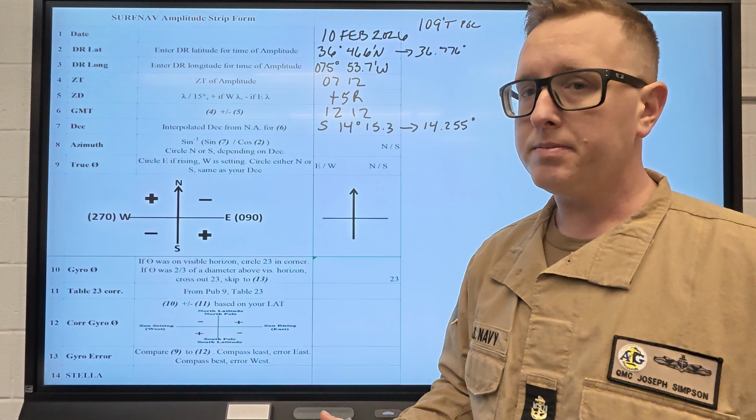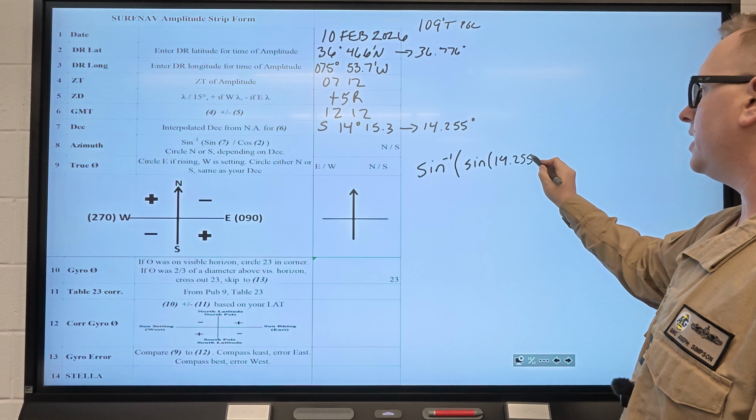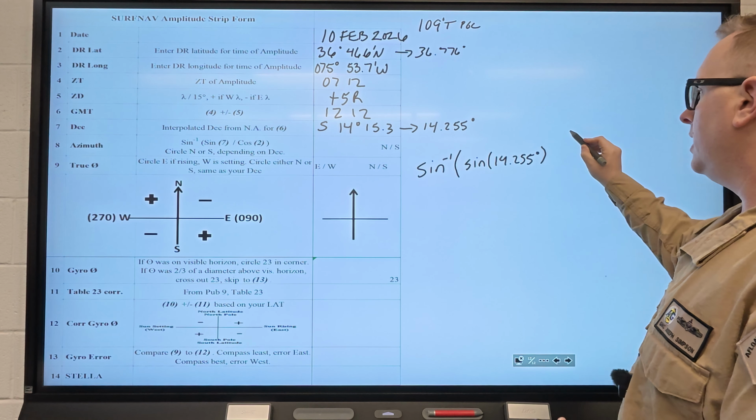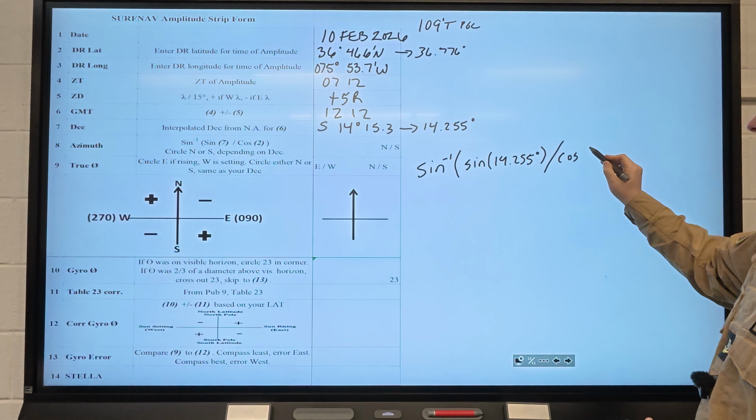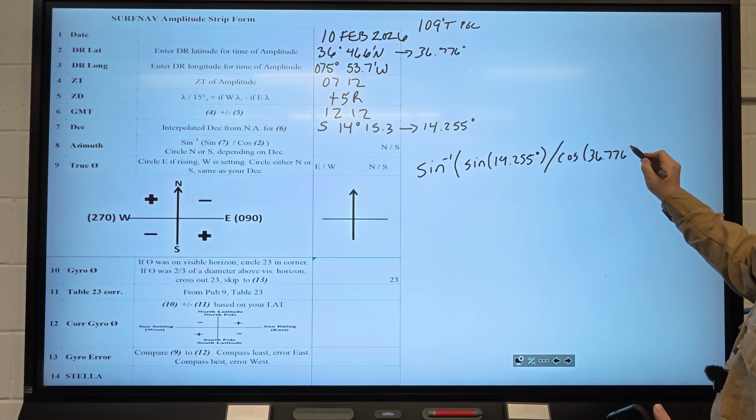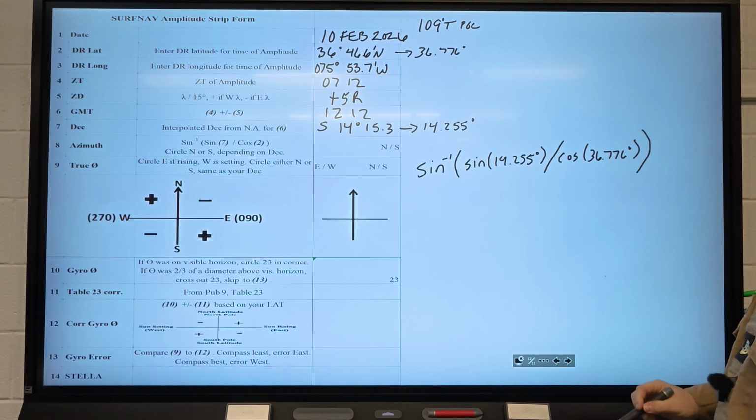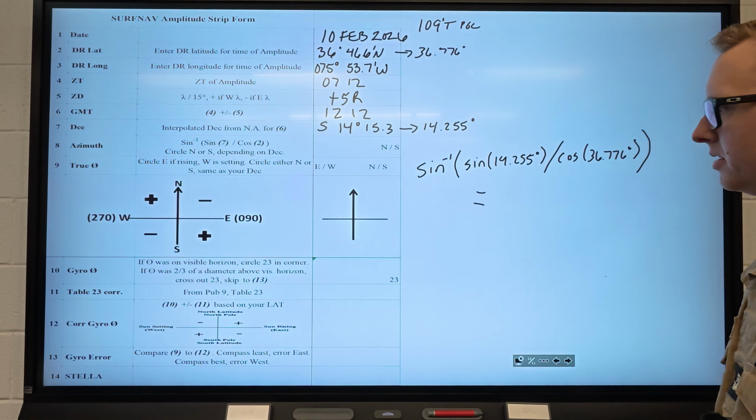Sine -1 of sine of declination, 14.255 degrees, divided by cosine 36.776 degrees. That's all you have to plug into the calculator.